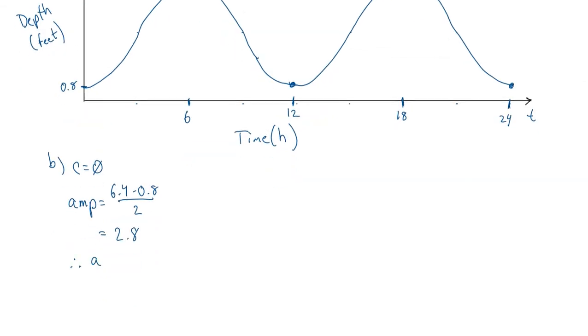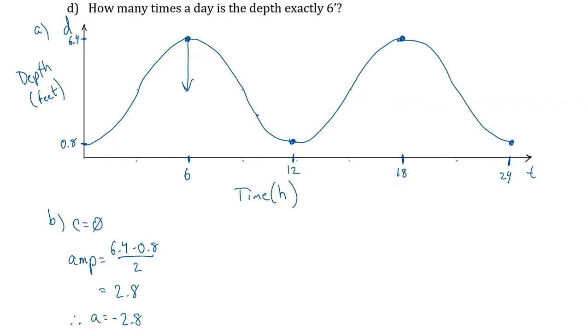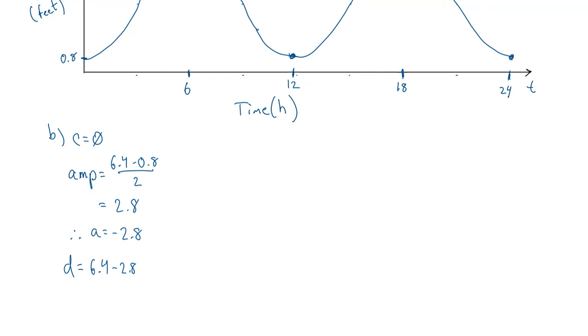Therefore, what is A? Negative 2.8. Right? Because we're starting at a min, so we have to reflect it. Okay. And so the last lesson we did the D value a different way. So this time, how about we do it like this? A lot of people like to think of it like this. 6.4 minus 2.8. The minus has nothing to do with the negative A value. I'm going from the max down the amplitude to get to the 0 line, right? And so what does that work out to? 3.6. The other way, like we talked about before, is add the max and the min and divide by 2.